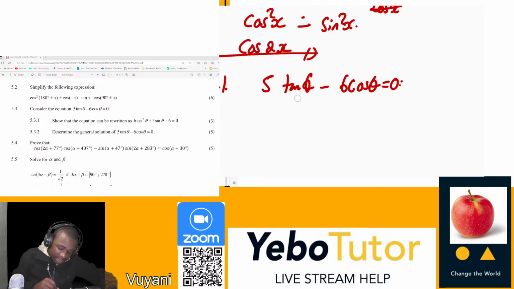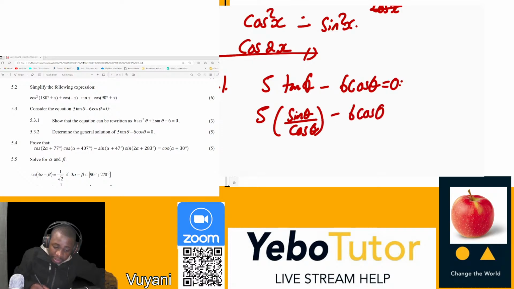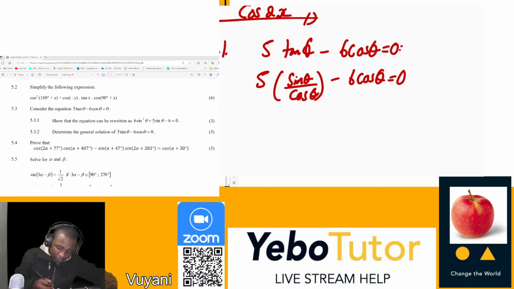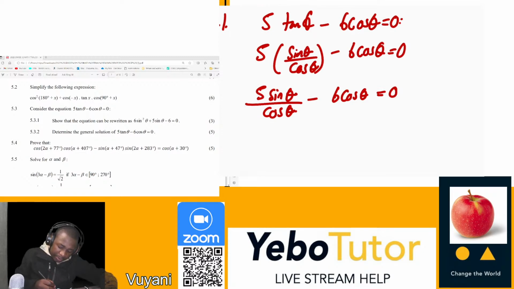So since it's an identity, we can manipulate that. So now we have 5 sine of theta over cos of theta minus 6 cos of theta equal to 0. Then we cross multiply both sides. Then we have 5 sine of theta minus 6 cos squared of theta equal to 0.